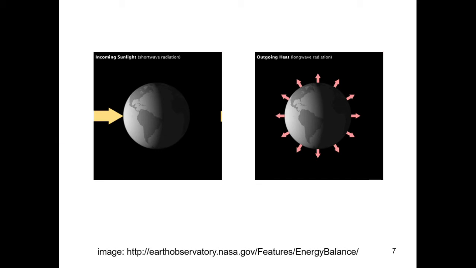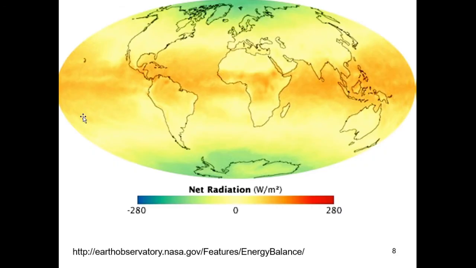So if we combine all those bits of information that we've just taken in, we then come to diagrams like this that show us the net radiation, or if you like, the radiation balance in terms of whether we have more radiation coming in than going out, or more radiation going out than coming in. And around the equatorial zone, we have a positive balance, if you like. There's more radiation, more energy coming in than there is going out.